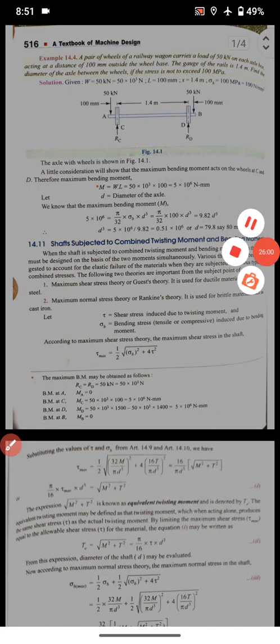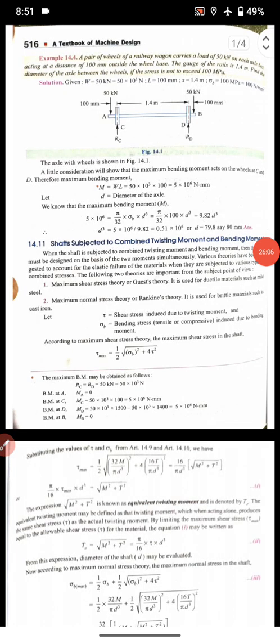Okay, now I am stopping here. In the next class we will discuss gears, the design of gears, and what are the questions which may be asked in the form of objective.